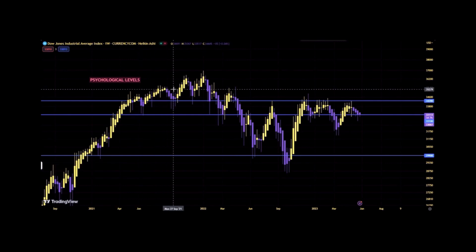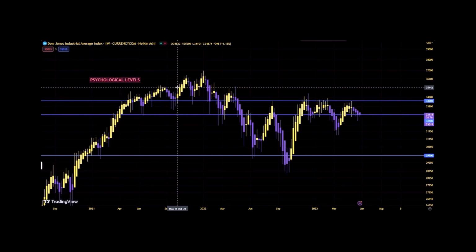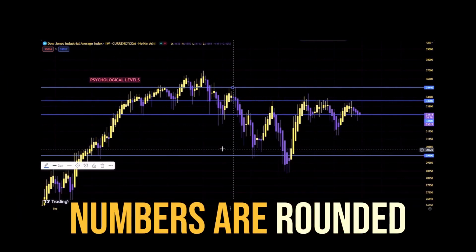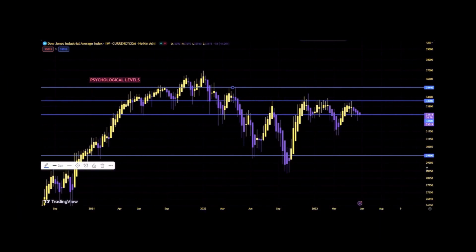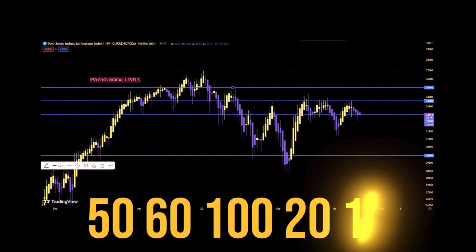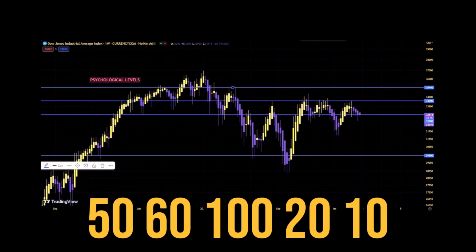Okay. So when you're looking at psych levels, you got to make sure that the numbers are rounded. A psych level is not going to be 33,183 or 35,266. That's not how that works. If it is a psych level, you want to round to the nearest whole number, okay? Round numbers: 50, 60, 100, 20, 10, 33,000, okay? It needs to end in a round number. That is very important, okay?